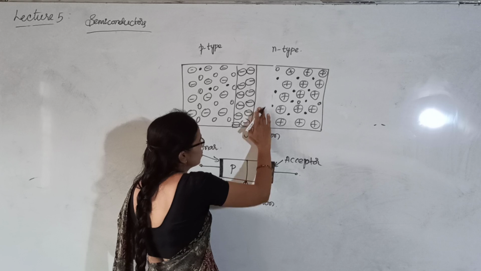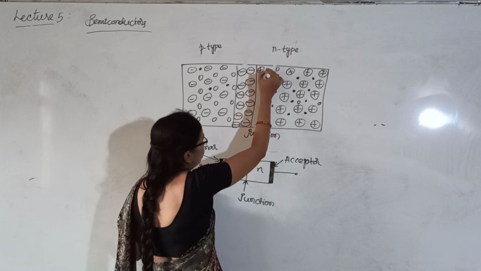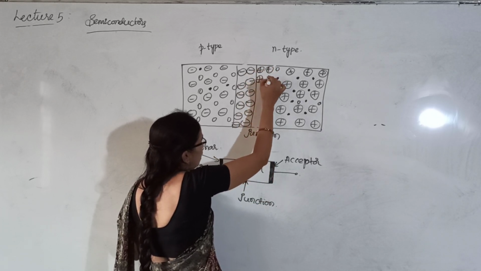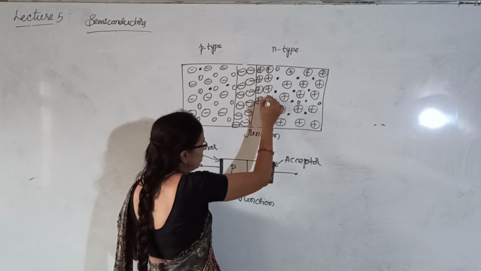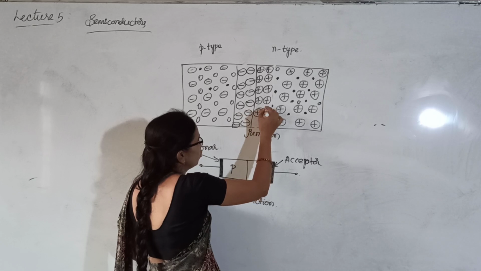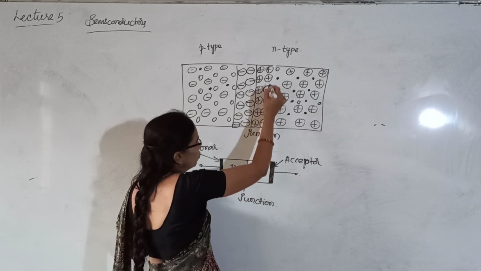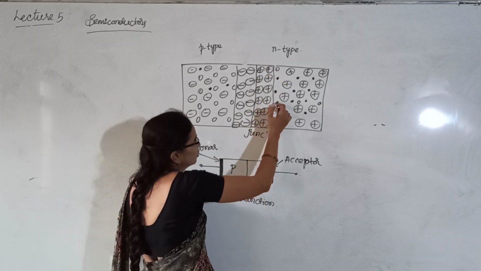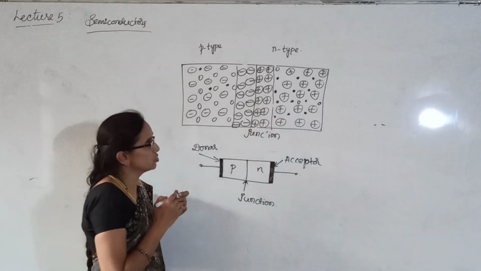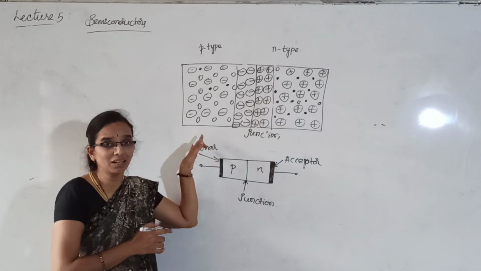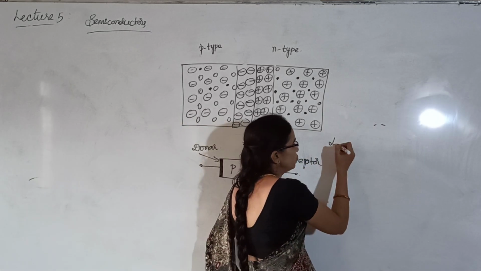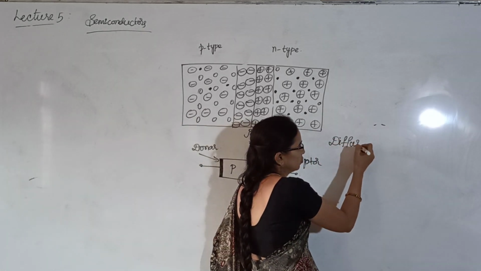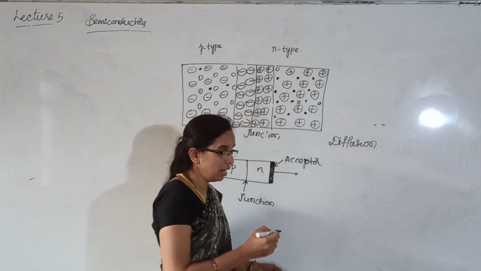When electrons from the n-type move towards the p-type and holes from the p-type move towards the n-type, recombination of holes and electrons will take place. This is called diffusion.